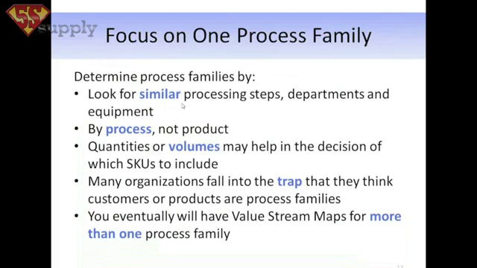So once again, we look for things that go through the same or similar steps. It's by the process, not the product. So don't always think just because you named a product something. We're really looking for what steps it goes through. The volumes or quantities might help you determine, hey, this is a low volume runner. We really shouldn't include it in the process family. Or, this is a low volume runner. It doesn't matter if we include it in.